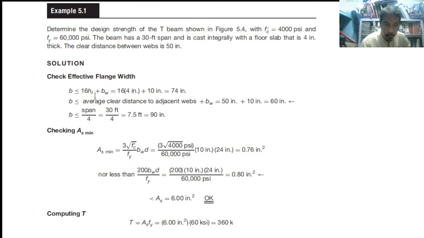Next condition: the average clear distance to the adjacent web. We have a clear distance of 50. Therefore, we have to add the width of the web, so 50 plus 10, therefore we have 60. Any question? 60 is our answer to this condition.